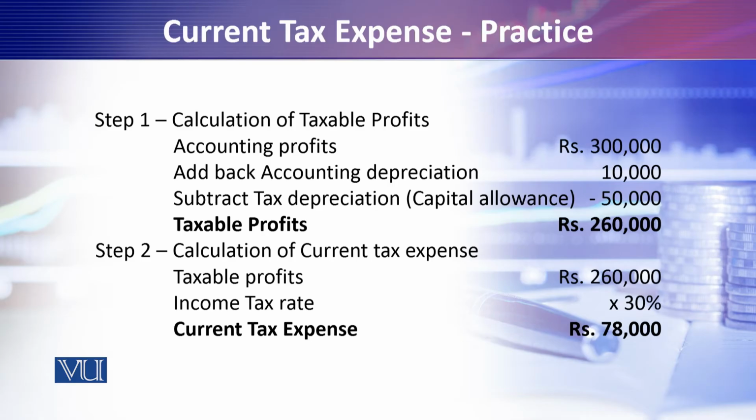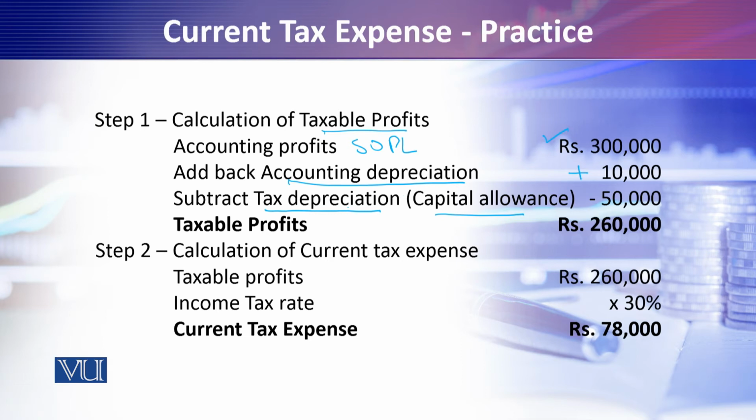We have step 1 in which we will calculate taxable profit. We have accounting profit, which we know very well comes from the statement of profit or loss. We will add back this depreciation that we have charged during the year as per IAS 16, and we will subtract the amount of capital allowance, which was in fact 100% allowed by the tax rules as an expense. This is also known as tax depreciation.